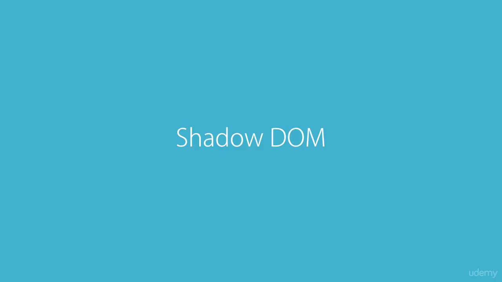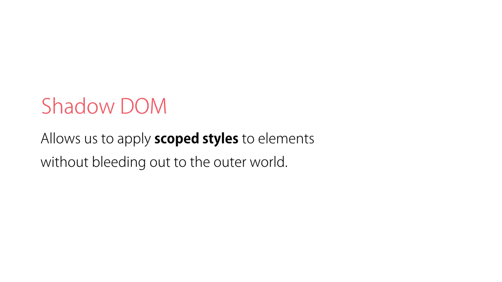If you have never heard of shadow DOM before, it's basically a specification that enables DOM tree and style encapsulation. Simply put, it allows us to apply scoped styles to elements without bleeding out to the outer world. Now, this is kind of a new feature in browsers. Not all browsers out there support this. In fact, as far as I know, it's only supported in Safari 10 and higher, or Chrome 53 or higher.